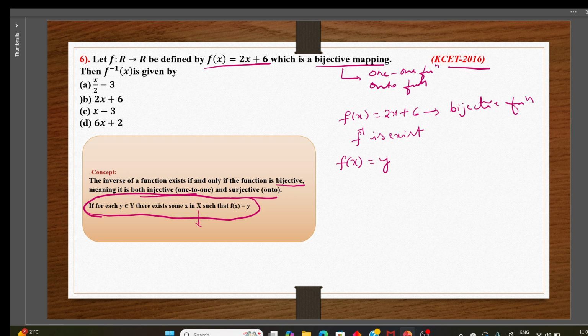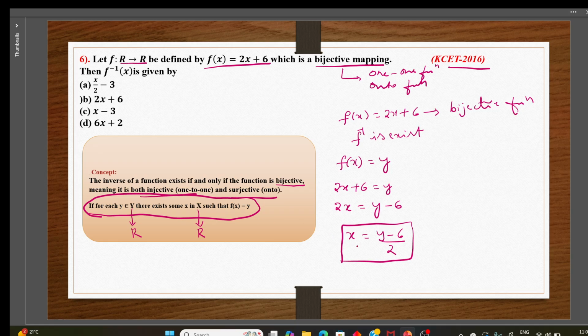Here the domain is the real numbers, and the range is also the real numbers, as given in the question, f from R to R. For y belonging to R, there exists some x belonging to R such that f of x equals y. So f of x is 2x plus 6, so 2x plus 6 equals y. Now 2x equals y, and the plus 6 transposes to minus 6. So x equals (y minus 6) by 2. This is the x value.